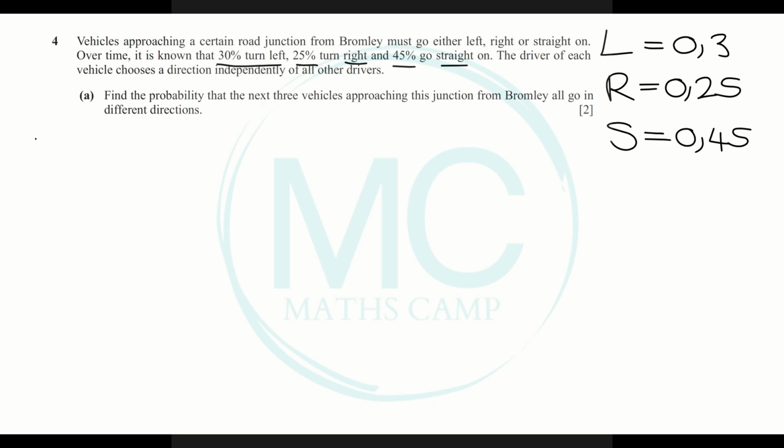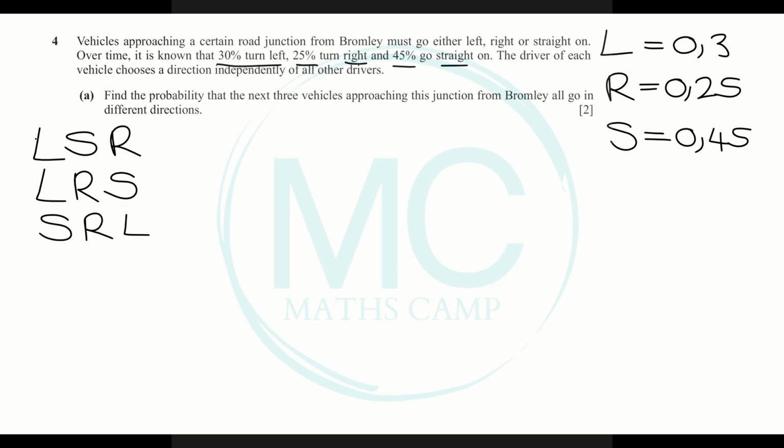The first vehicle could go left, the second one straight, and the third one right. Or the first one left, the second one right, and the third vehicle straight. Maybe the first vehicle goes straight, the second one right, and the third one left. Or first one straight, the second one left, and the third one right.